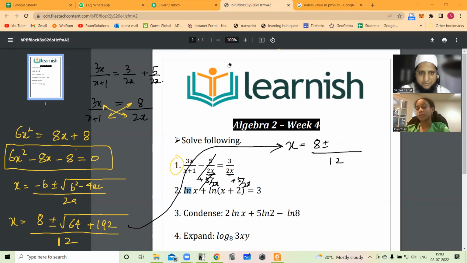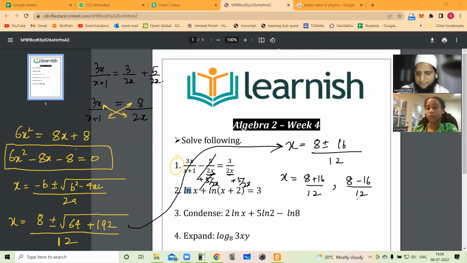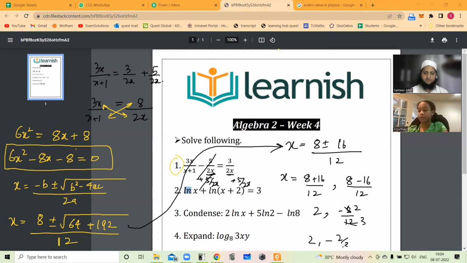So 8 plus or minus 16, divided by 12, right? Yes. So x will be 8 plus 16 over 12, or 8 minus 16 over 12. So 24 divided by 12 is 2. And 8 minus 16 is -8, divided by 12, right? And 4 times 2, 4 times 3, so it'll be -2/3. Negative, which we got on the calculator. That's it.